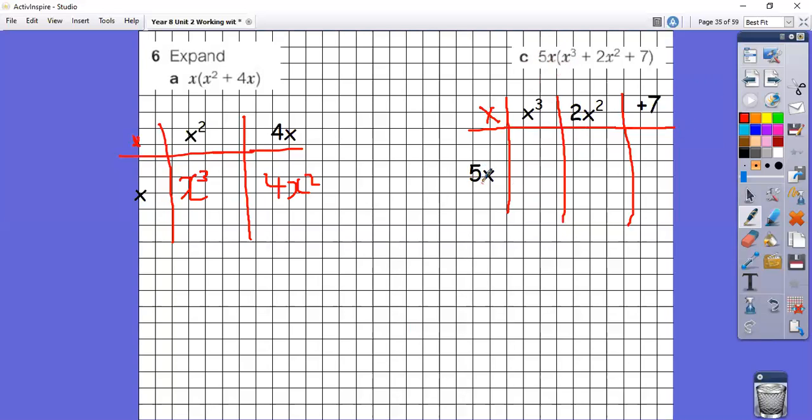This one, again, you would do 5x times x to the power 3. Imagine if that's 5x to the power 1. So that would be 5x to the power of 4. 5x times 2x squared. So that's 10x to the power 3. And then 5x times 7. So that would be plus 35x.